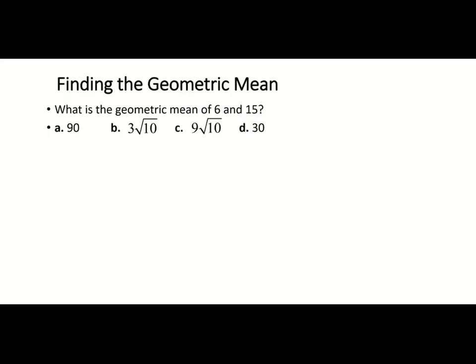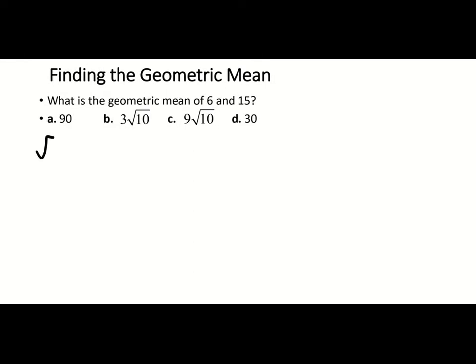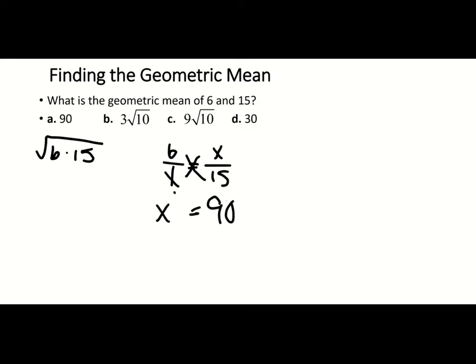All right, so here they want the geometric mean of 6 and 15. So again, we can calculate it. We can take the square root of 6 times 15. Or if we wrote it as a proportion, it would be 6 over x equals x over 15, or you could switch the numbers around. But when we solve it, 6 times 15, we end up with 90. We end up with 90 equals x squared, or x equals the square root of 90.